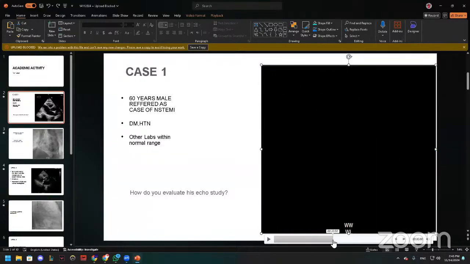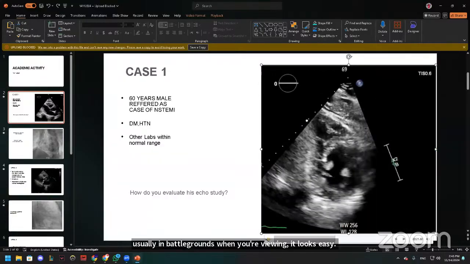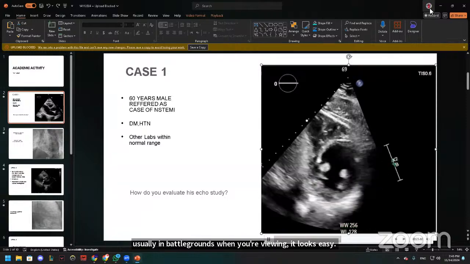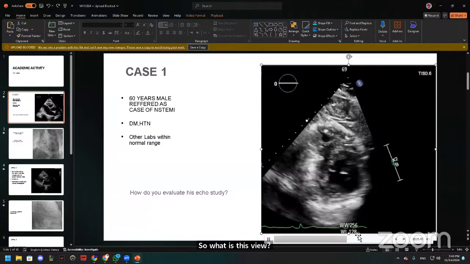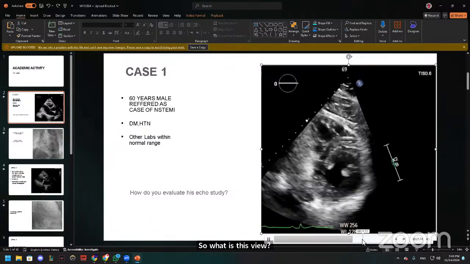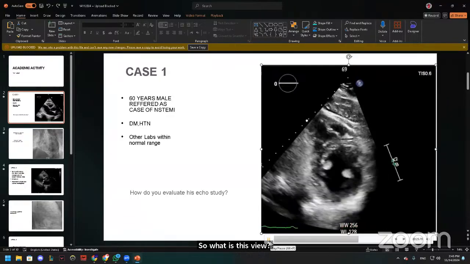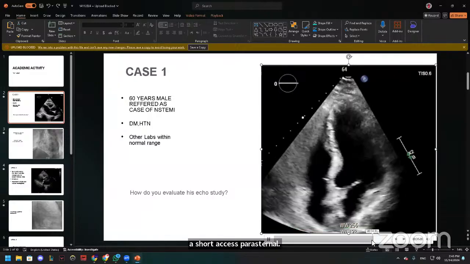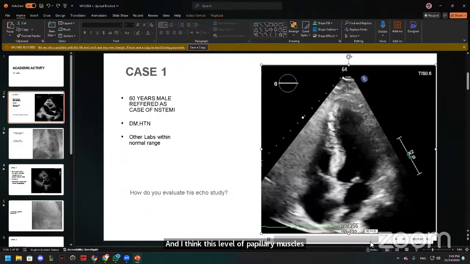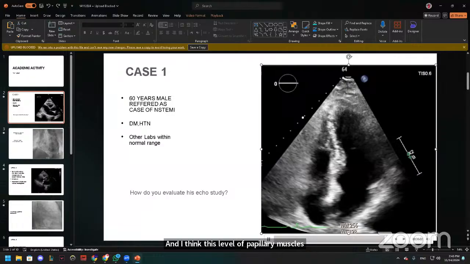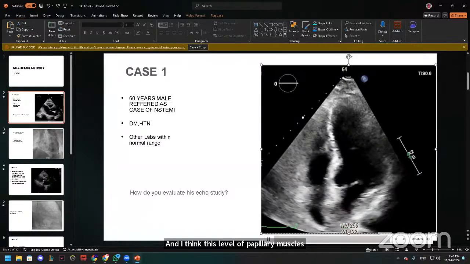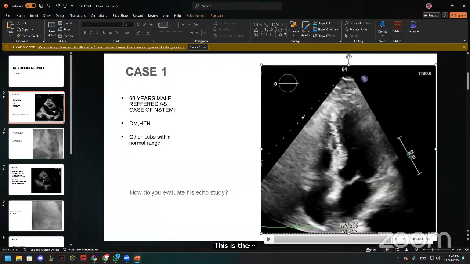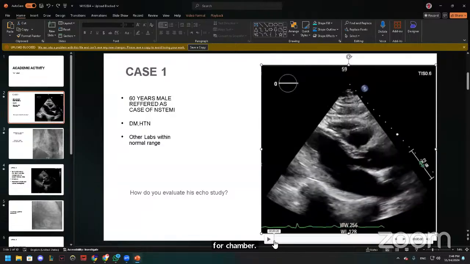So what is this view? Okay, this is also short axis, parasternal short axis, and I think this is at the level of the papillary muscles. What about this? This is the apical four-chamber view. Fantastic.